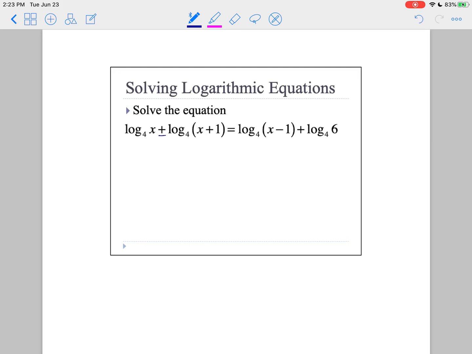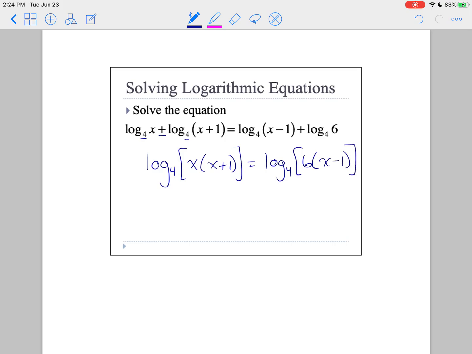So, when we're adding two logarithms that have the same base, we can multiply what's inside them and write it as a single log. So these are those properties. This was the first property. We're going the backwards way, so from the right side of that property to the left. And so this would be log base 4 of x times x plus 1. On the right side of the equation, we have log base 4 of 6 times x minus 1.